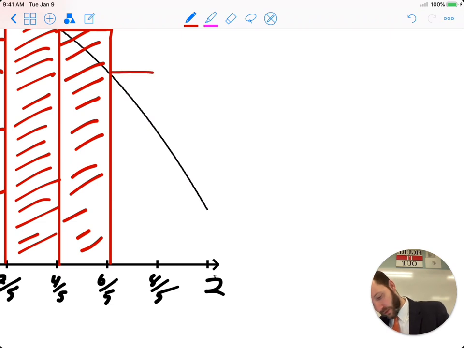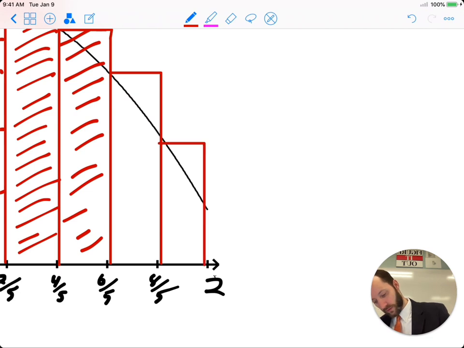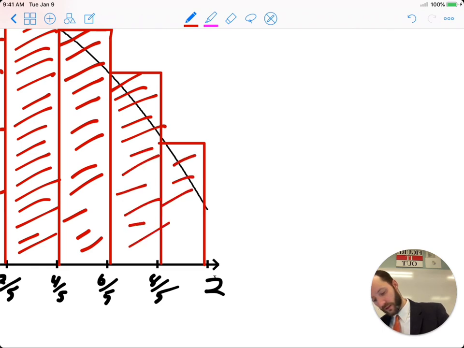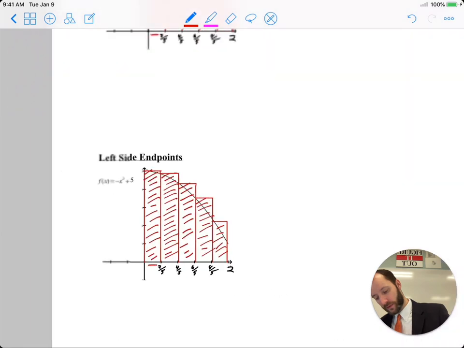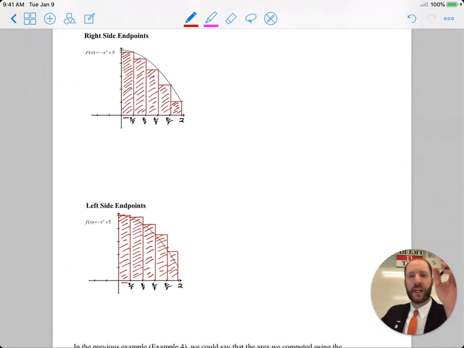So, over and down, over and down, and find those areas and add them up. Now look here: the right side is an underestimate, the left side an overestimate. It'd be so nice if, like mama bear and papa bear, we could find baby bear right in the middle, just a perfect estimate. Now, a perfect estimate is the actual area, okay?